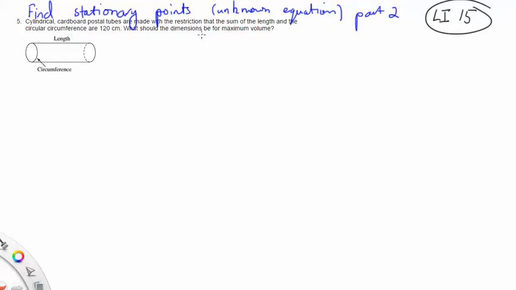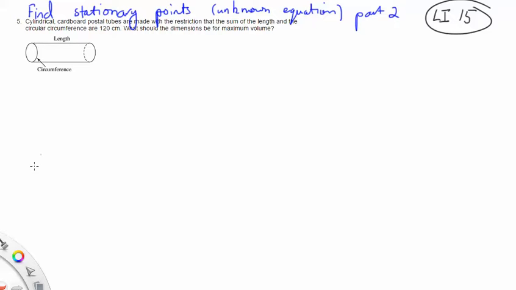How are you meant to find that? It's barely giving you any information. Well, you have to make your own equation. You have to maximize that equation, and then you have to solve for the dimensions. A lot of steps here. Let's just make sure we know what all the words mean. The circumference is that around there. The length is that length across there.